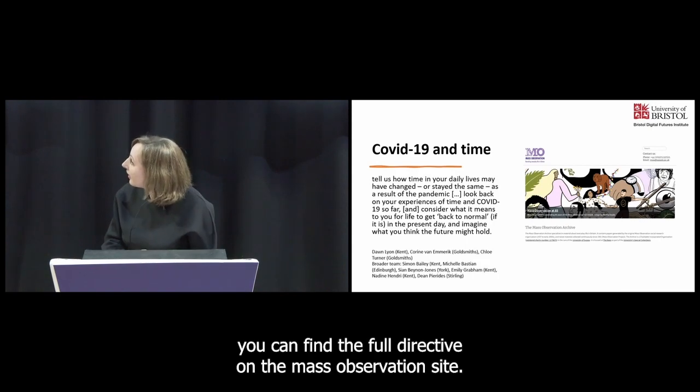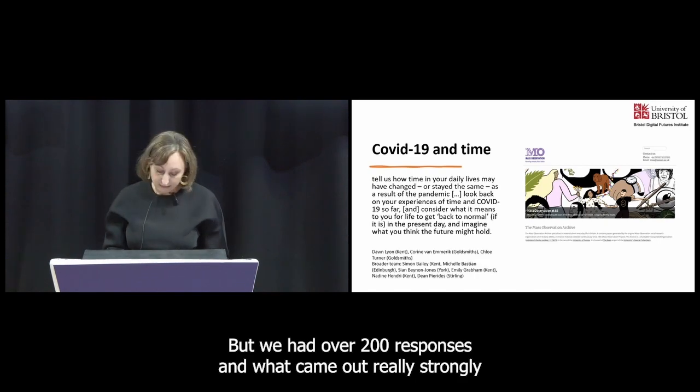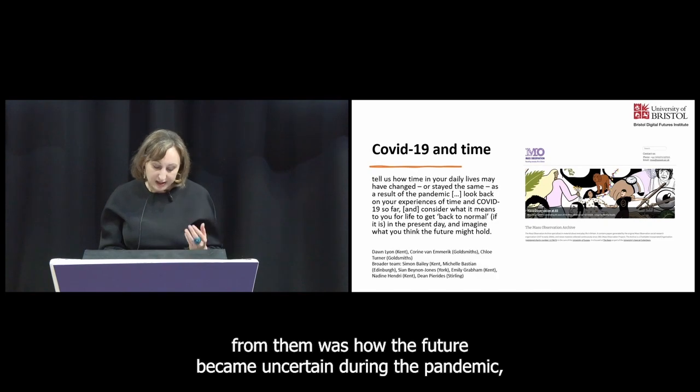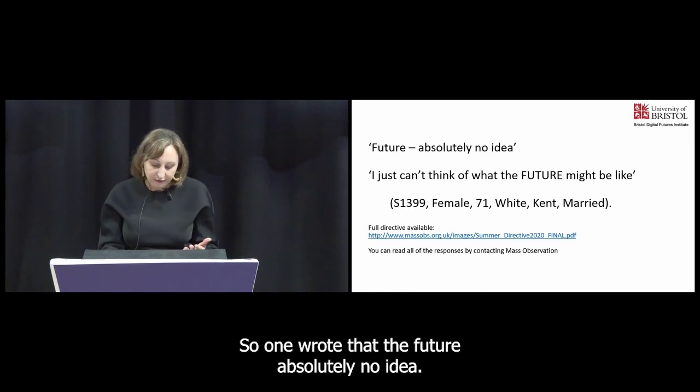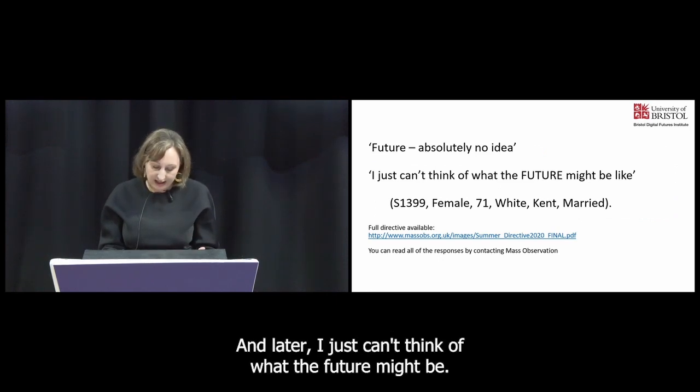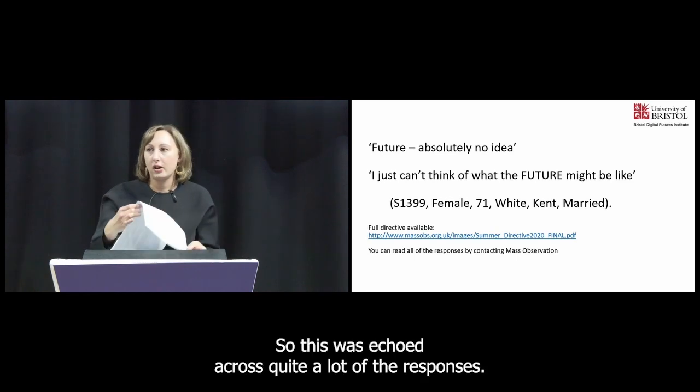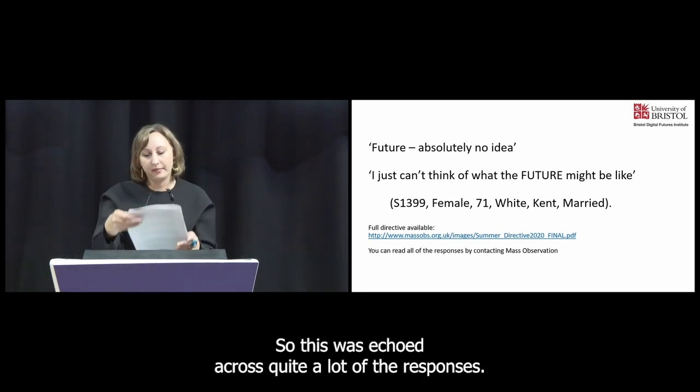You can find the full directive on the Mass Observation site, but we had over 200 responses, and what came out really strongly from them was how the future became uncertain during the pandemic, so that writers found it impossible, or really difficult, to imagine. One wrote, "The future, absolutely no idea," and later, "I just can't think of what the future might be." This was echoed across quite a lot of the responses.